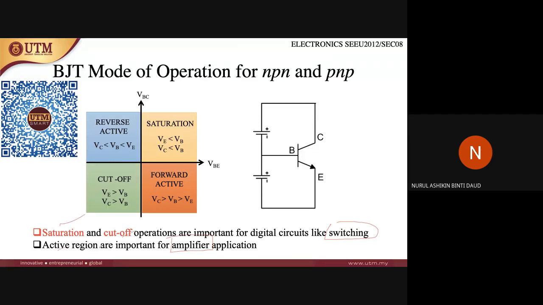In each state, all right, because sometimes in Paper 1, usually in your test, they will ask you at what state the transistor can be used for switching, at what state the transistor can be used for amplifier application, or what are the functions of a transistor. So the function of a transistor is that it can be used for switching and amplifier. Switching is when it is in the saturation and cut-off states, and amplifier is when it is in the active region operations.